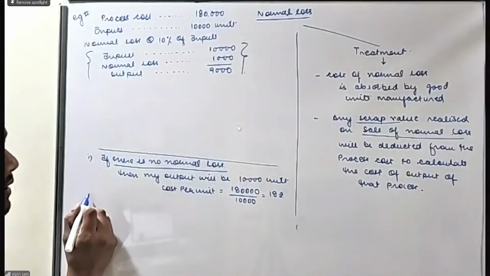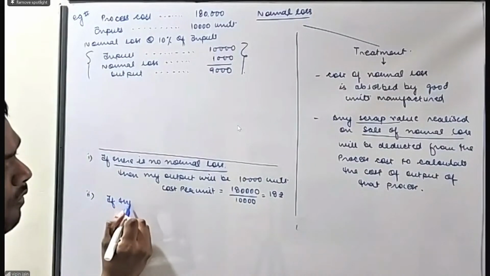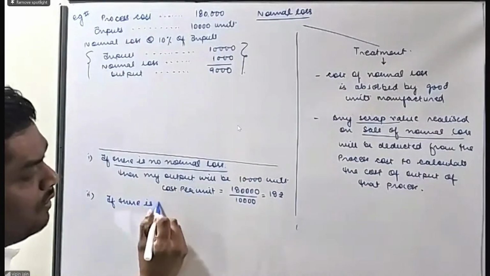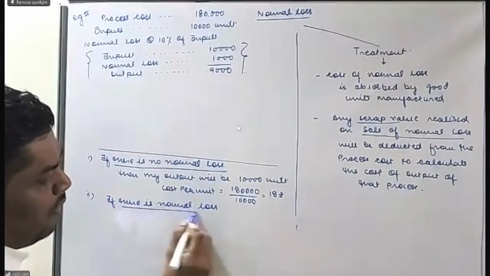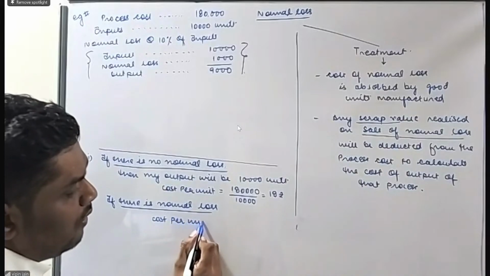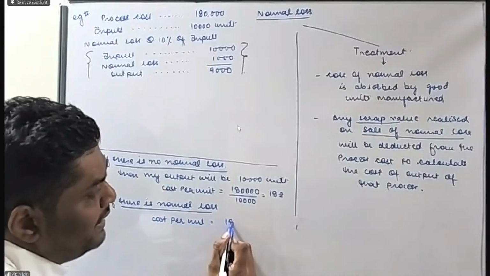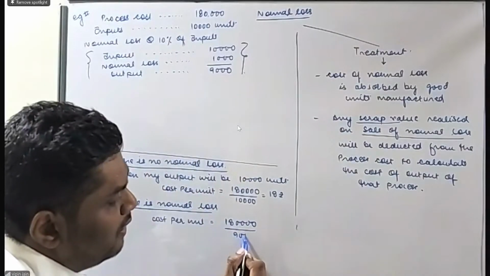So, second, if there is normal loss, the cost per unit will be how much? 1,80,000, the process cost, divided by 9,000 units.